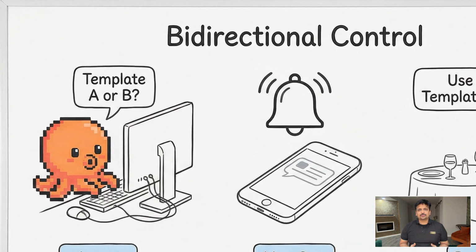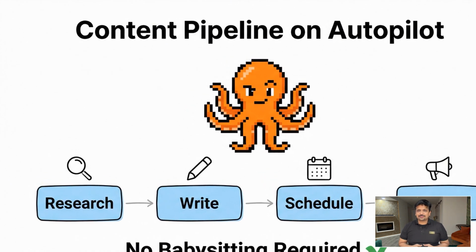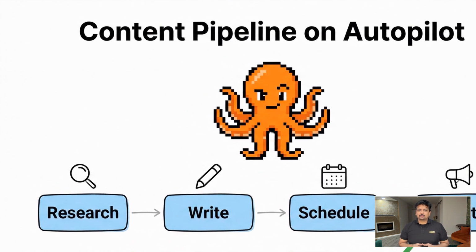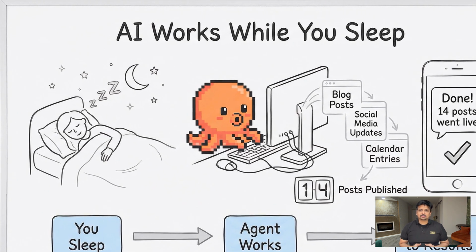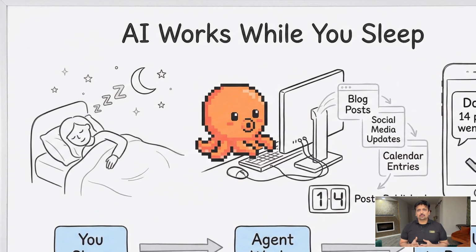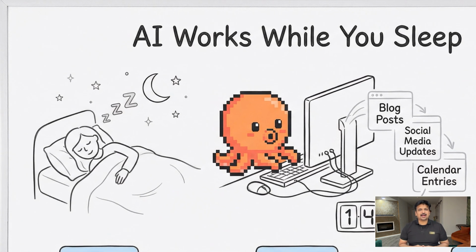For content creators, marketers, and anyone running automated systems, this is massive. Imagine your content pipeline running overnight. Your agent writes, schedules, and posts, and you wake up to a notification saying, done. 14 posts went live. That's the system we're building at Mr. Growth Guide, and remote control just made it a lot more real.